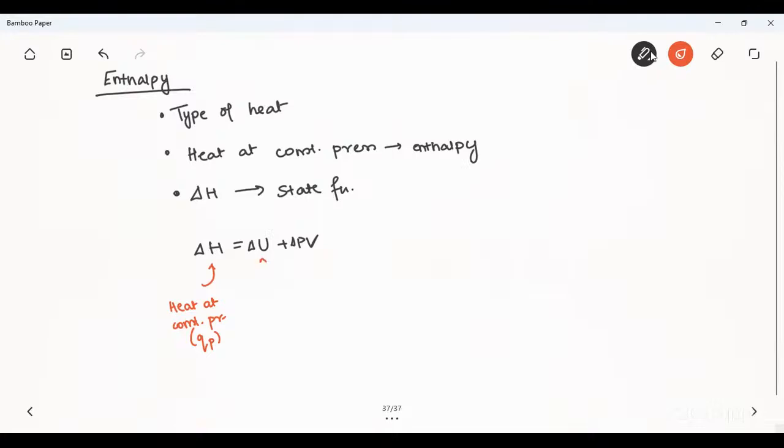And what was delta U? Delta U is heat at constant volume. Remember this, because while solving the sums we need this. So up to this, everything is clear. Try to interact and say, otherwise I am just moving to the next slide.